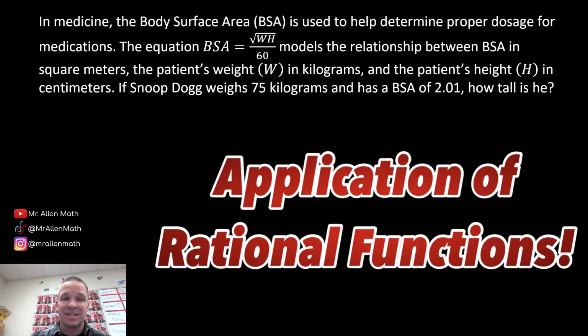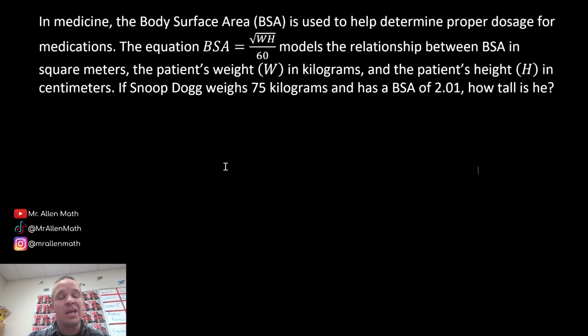Mr. Allen here with some application of radical functions. In medicine, the body surface area, BSA, is used to help determine proper dosage for medications. The equation BSA equals the square root of W times H over 60 models the relationship between BSA in square meters, the patient's weight in kilograms, and the patient's height in centimeters. If Snoop Dogg weighs 75 kilograms and has a BSA of 2.01, how tall is he?